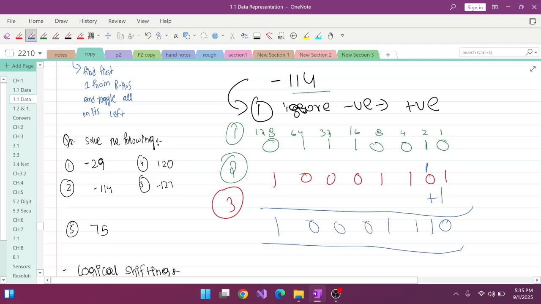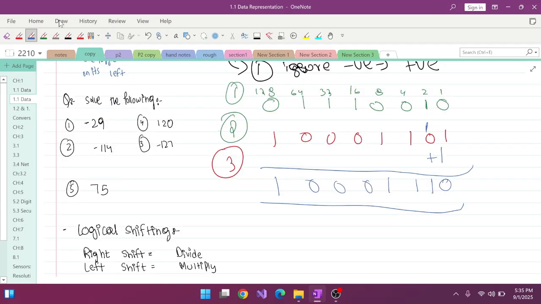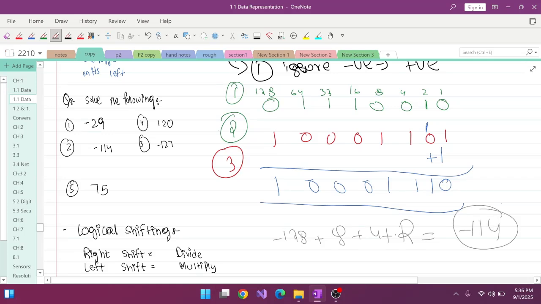If you want to cross-check your answer, just quickly convert that back into decimal form. This is negative 128 plus 8 plus 4 plus 2, sorry, not 1, it is 2. It is equal to negative 114. So my answer matches and I get my required answer.